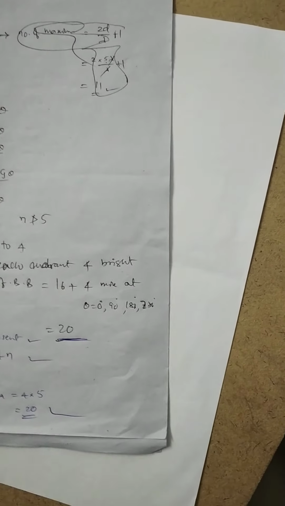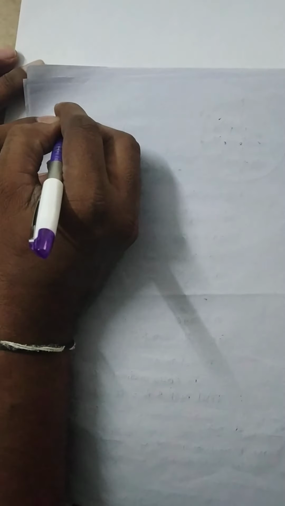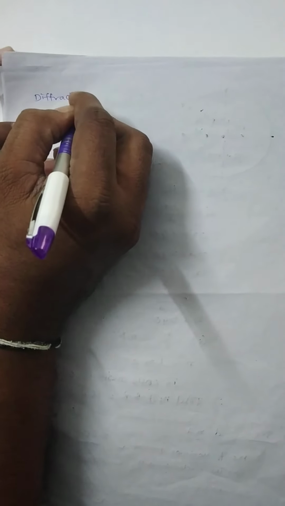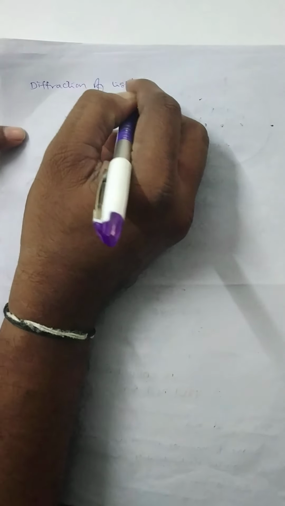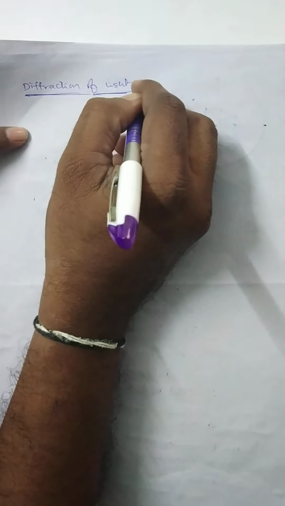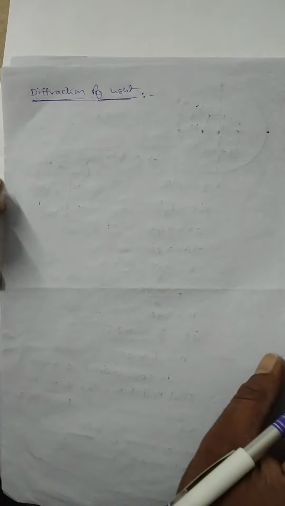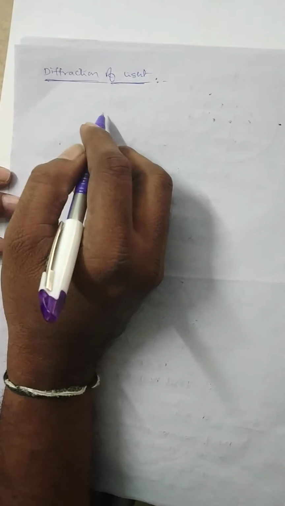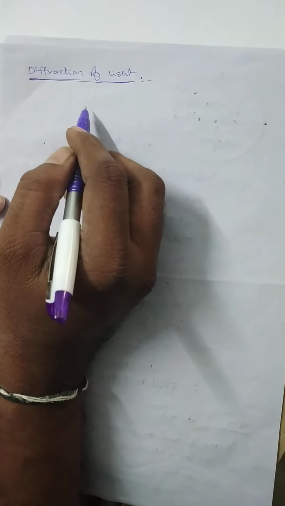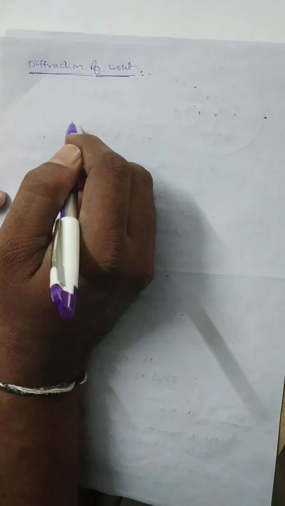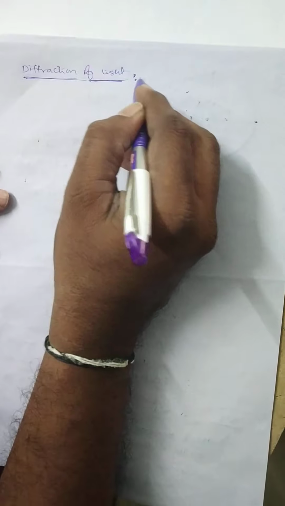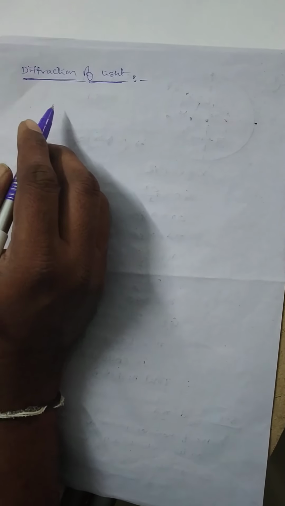Right. Next, in this class, let us explain what is meant by diffraction. Diffraction of light. Somehow it is a bit more difficult compared with interference and also polarization. Interference means superposition of two light rays. Before explaining the definition for diffraction, let us explain a simple experiment.